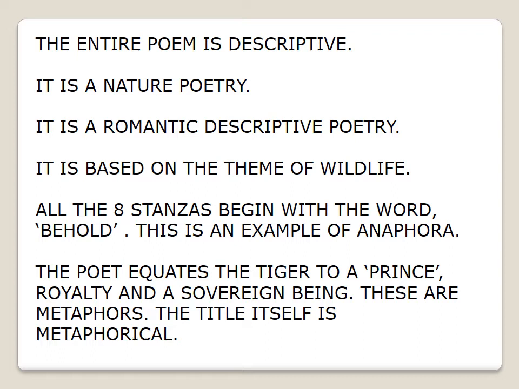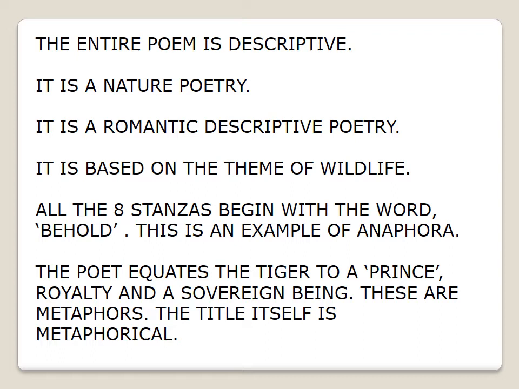Wildlife is obviously a part of nature. So any poetry that describes nature or talks about the elements of nature is a nature poetry. Such a poetry is also called a romantic poetry. So this is a romantic descriptive poetry based on the theme of wildlife. You have to remember this.